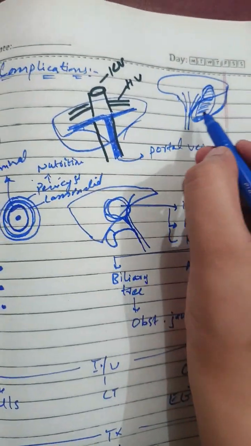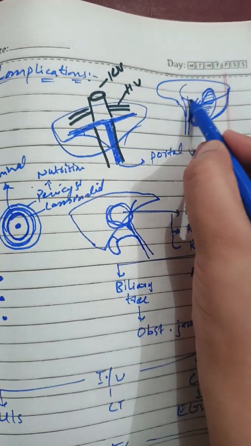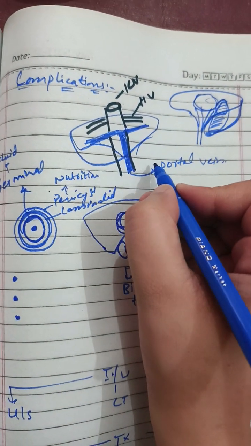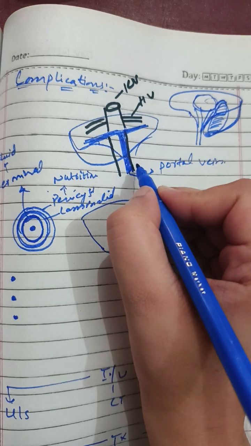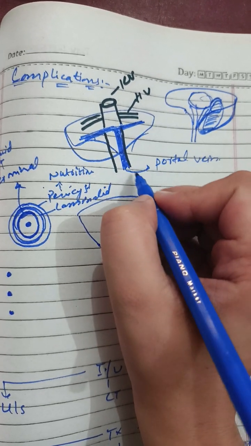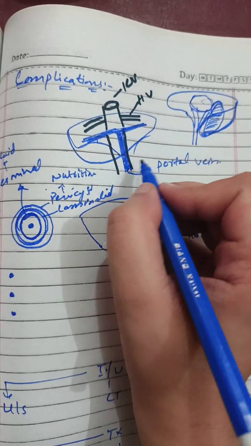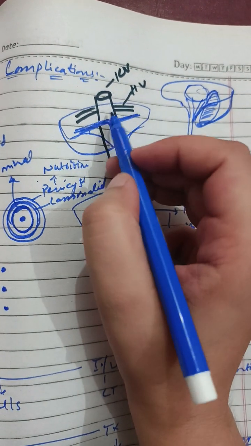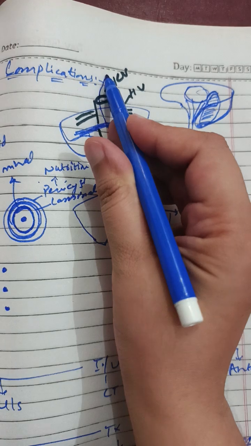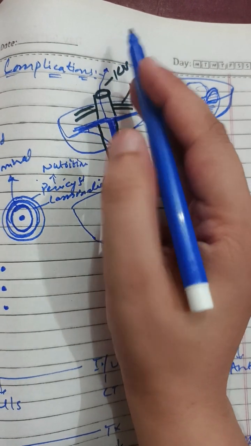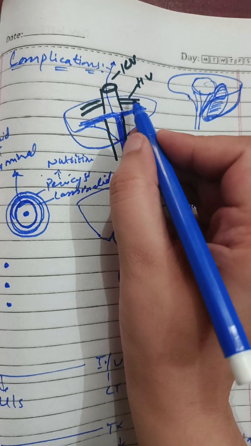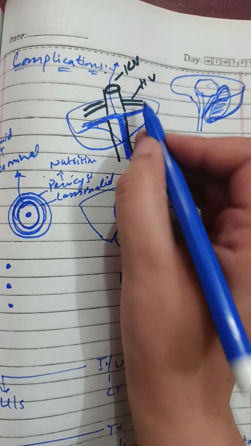Suppose this is a cyst in the liver, and this is the portal vein, which brings blood from the mesentery, the intestine and the visceral organs towards the liver, while this is the inferior vena cava, which takes blood from the liver to the superior vena cava and to the right side of the heart. These are the hepatic veins.